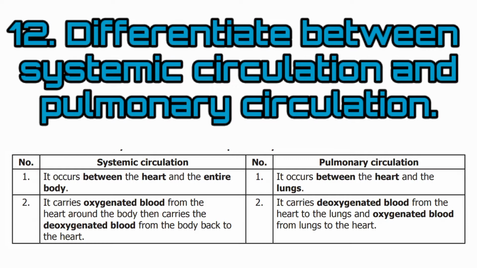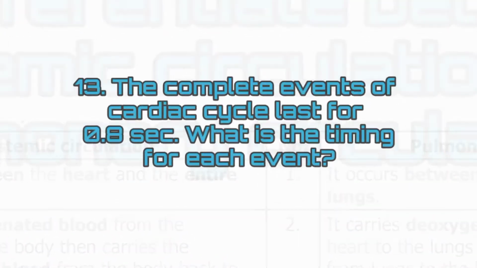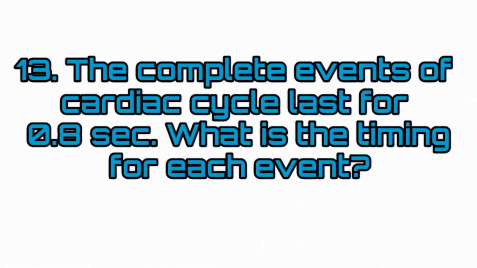Systemic circulation carries oxygenated blood from the heart around the body, then carries the deoxygenated blood from the body back to the heart. Pulmonary circulation carries deoxygenated blood from the heart to the lungs and oxygenated blood from the lungs to the heart. 13th question. The complete events of the cardiac cycle last for 0.8 seconds.